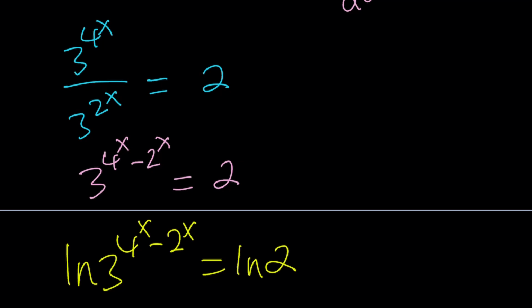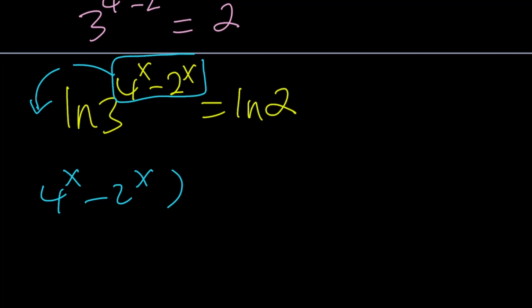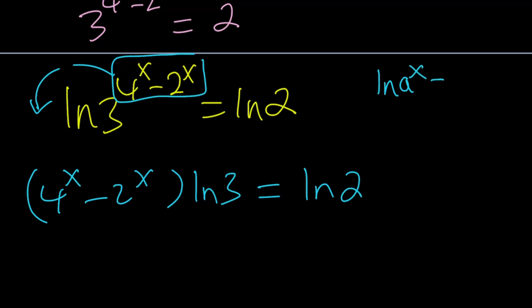And then the story doesn't end there, so we still gotta go through this. There's gonna be a little bit more to it. So now we can go ahead and bring this whole thing down as 4 to the x minus 2 to the x multiplied by ln 3 equals ln 2. So we just use properties of exponents, logs. Something like ln a to the power x can be written as x times ln a. So if there's a power, you can bring it to the front.